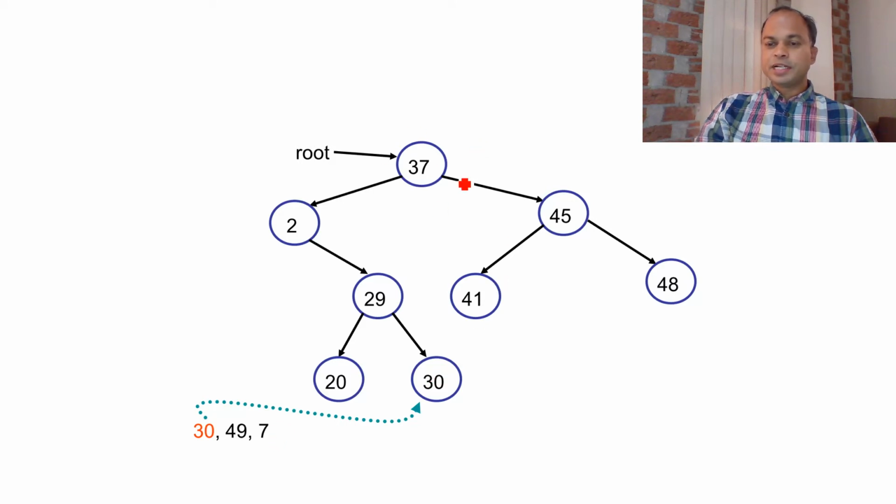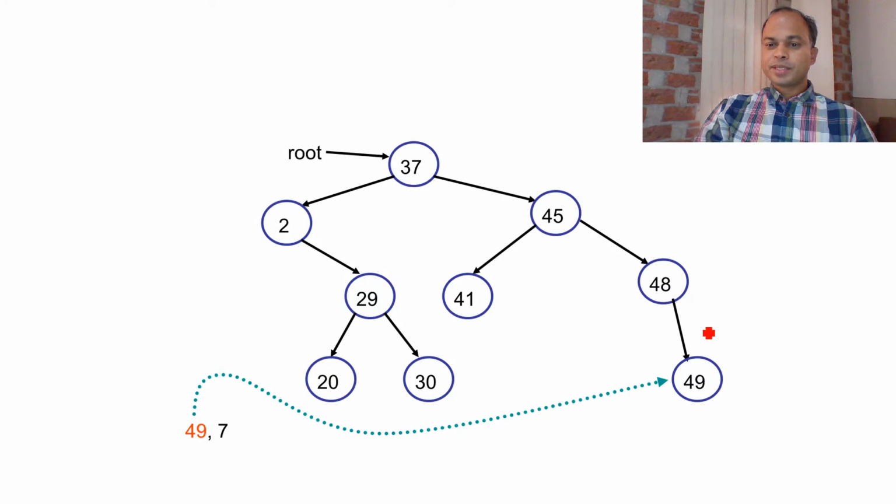Now we are inserting 49. 49 is compared with 37. 49 is greater than 37. 49 is greater than 45. 49 is greater than 48. We have to insert in the right hand side of 48. I mean 49 has been inserted.